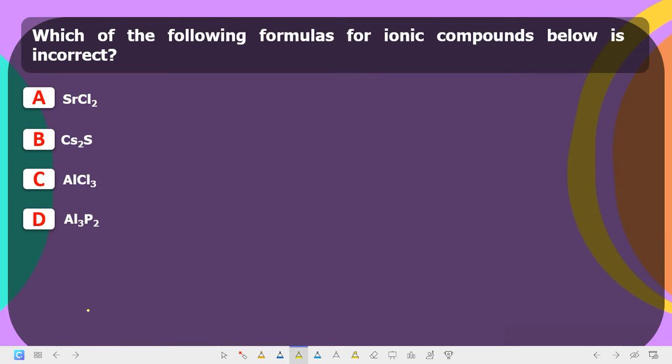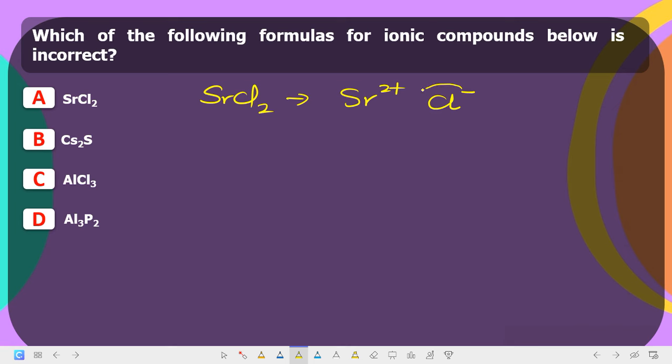Which of the following formulas for ionic compound below is incorrect? Now you have SrCl2. Is this correct? Now you have to look. Strontium is in group 2, so it has 2 plus. Chlorine is in what group? It's in group 7, so it has 1 minus.